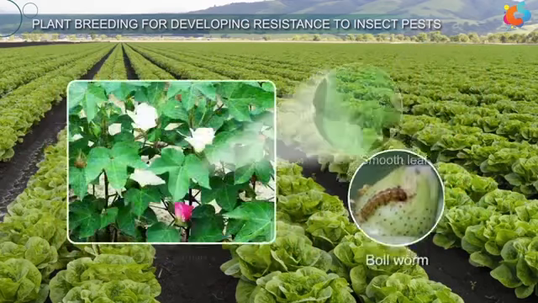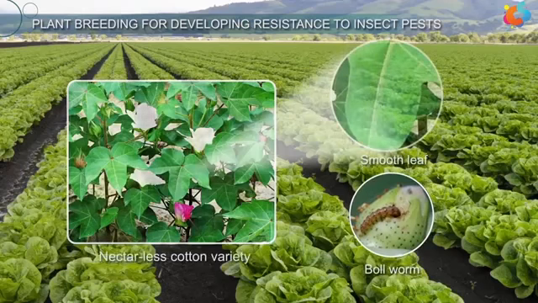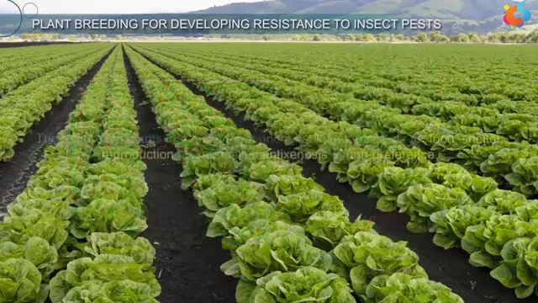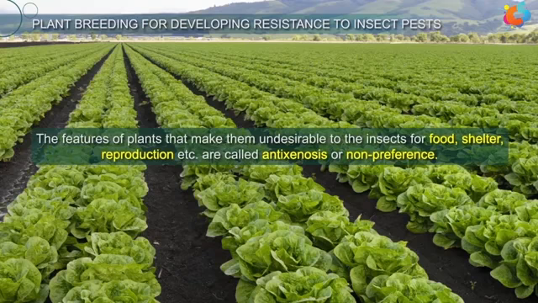Bollworms are not attracted to smooth-leaved and nectarless cotton varieties. The features of plants that make them undesirable to the insects for food, shelter, reproduction, etc. are called antixenosis or non-preference.